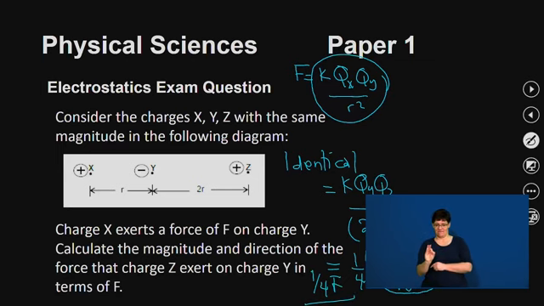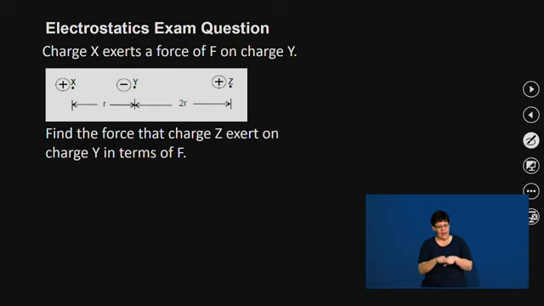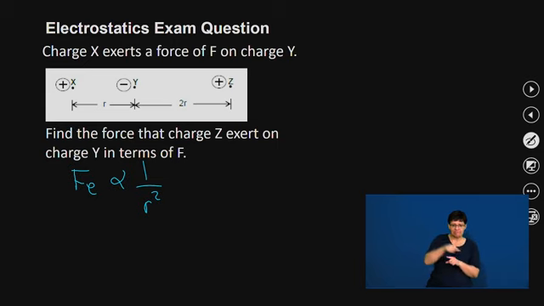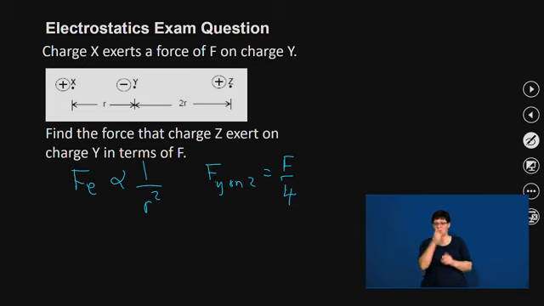So similarly, that's what you'd even do as far as the masses in the universal gravitation law are concerned. Okay, right. And then it goes on further to say, find the force that charge Z exerts on charge Y in terms of F. So if we double the distance, because we know that the electrostatic force is inversely proportional to the square of the distance, it means from the calculations that we've done on the previous slide, the new force by Z on Y is equal to a quarter of the original force, because we have doubled the distance.